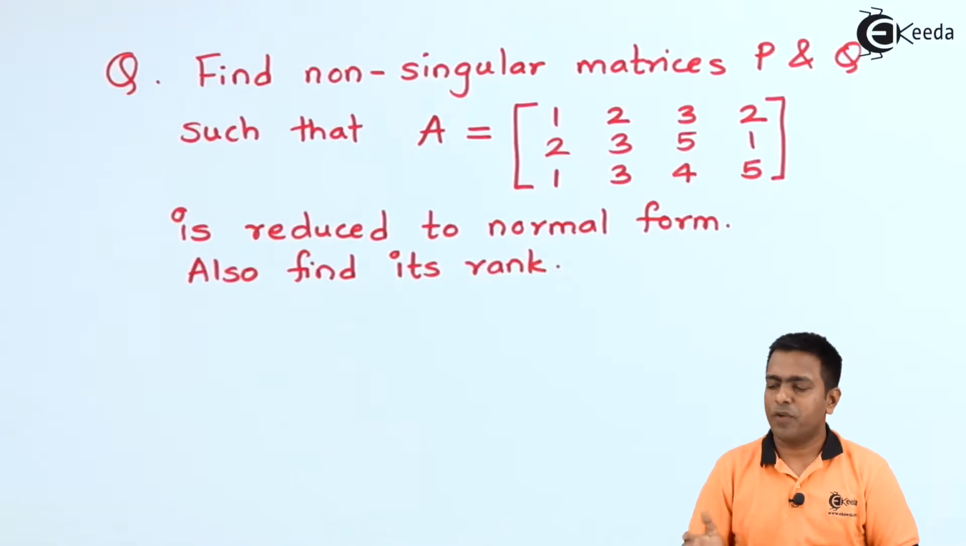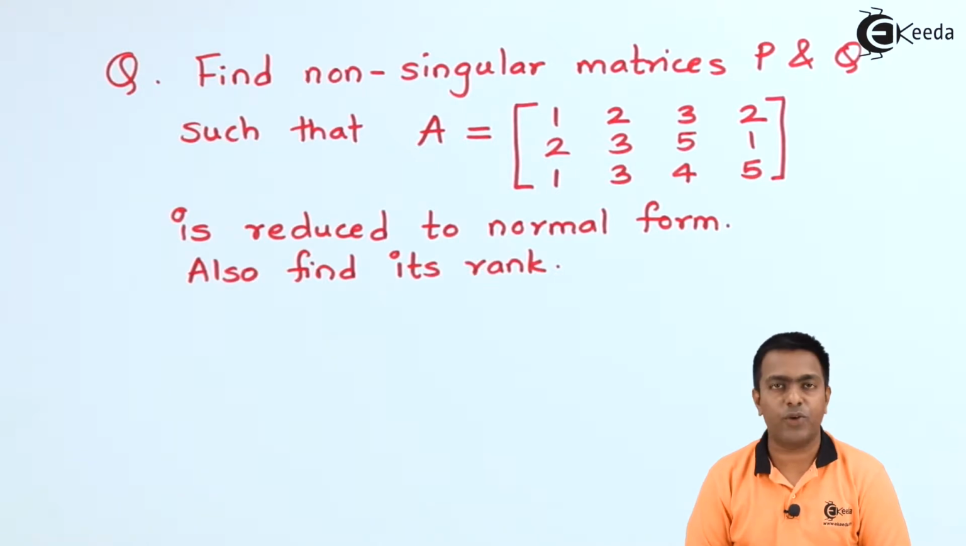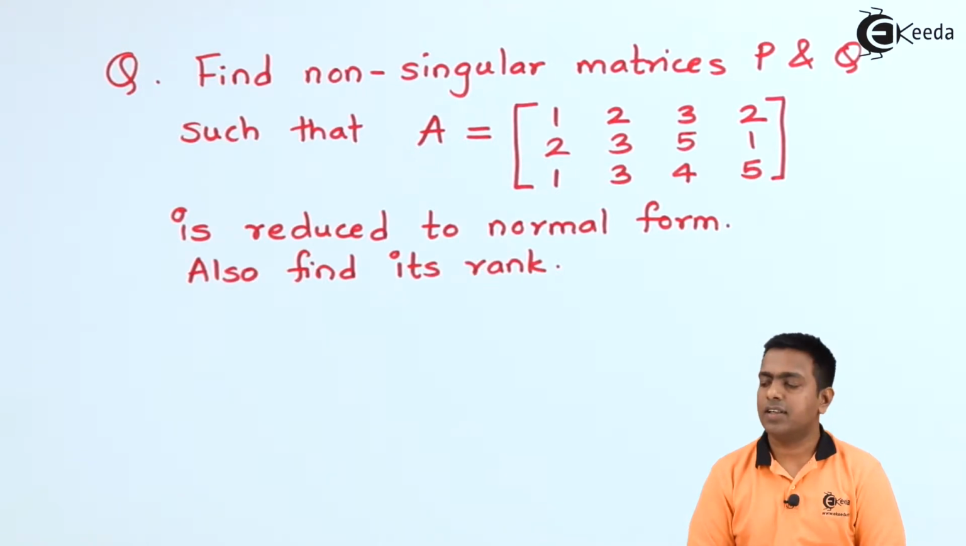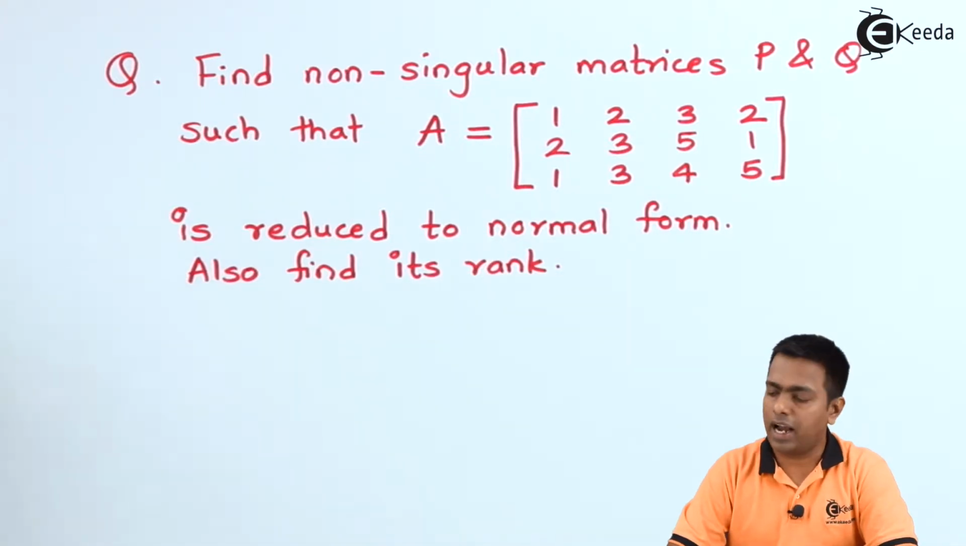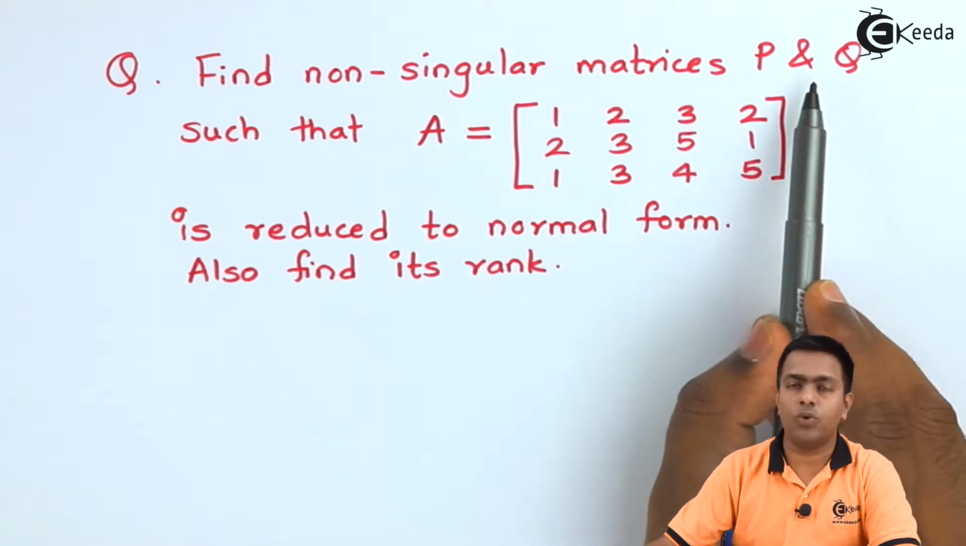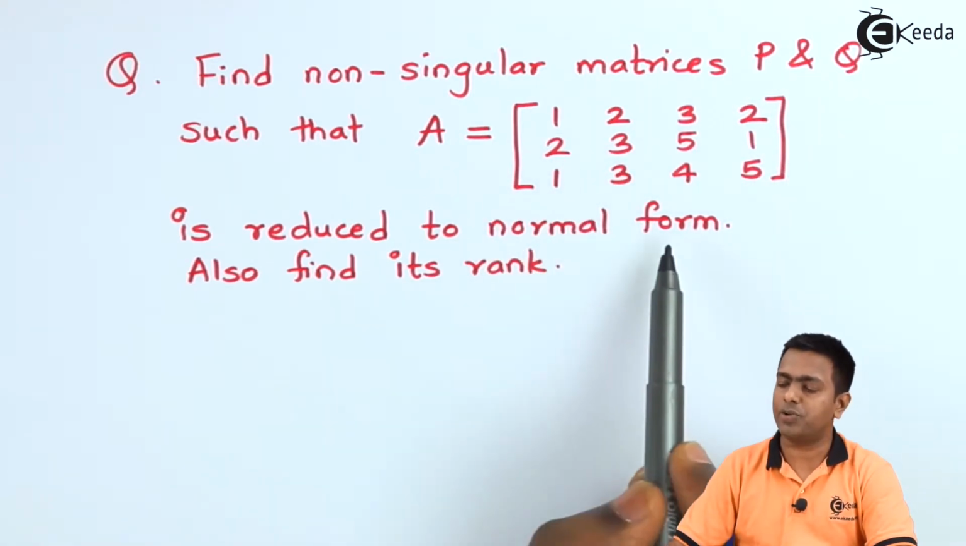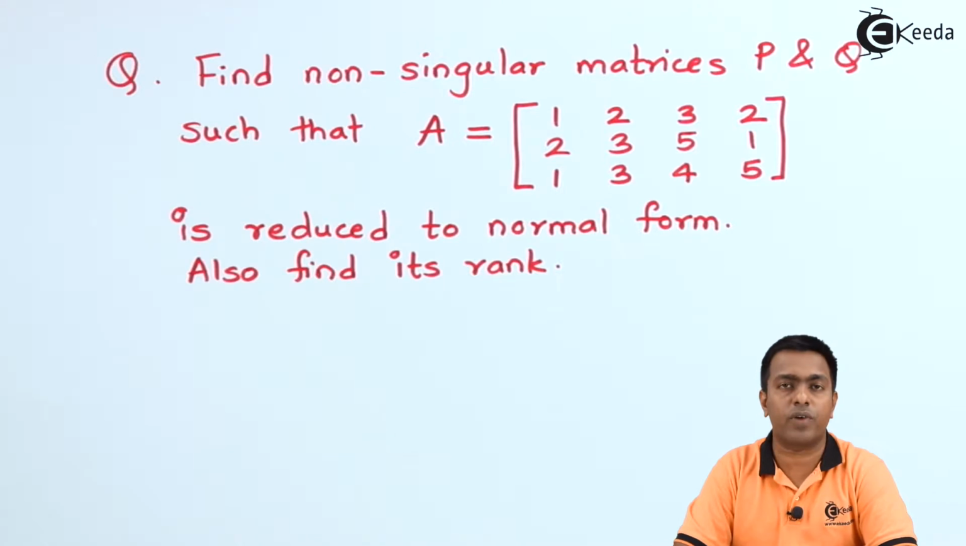So here we have to find out the value of P and Q, where A is given as a matrix of order 3 by 4. So it has 3 rows and 4 columns, and we have to find out P and Q by reducing this matrix A to the normal form, and also we have to find out the rank of this matrix.